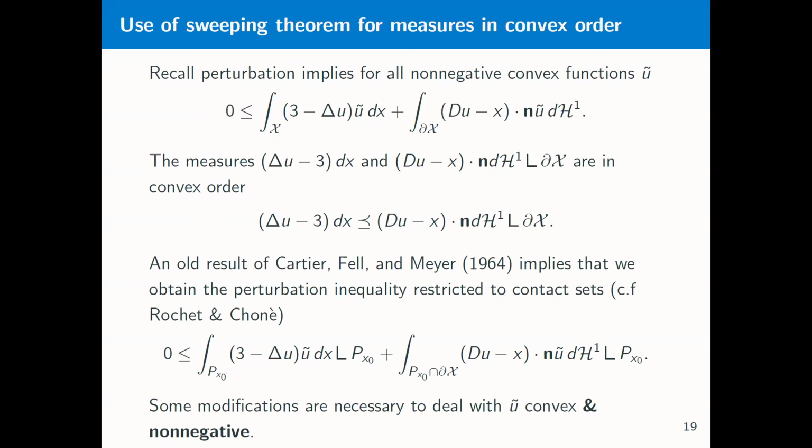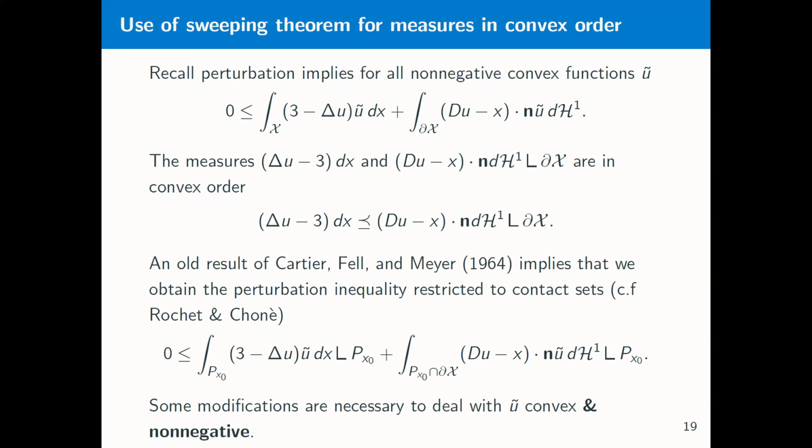So we want two tools here. The first is that parametrization. The second is these results you get from having measures in convex order. So our perturbation inequalities that we had earlier, after integrating by parts on the whole set, they become as follows. We've got our Laplacian term, and we've got a boundary term. And we've got this particular inequality that holds for every admissible function, so every non-negative convex function.